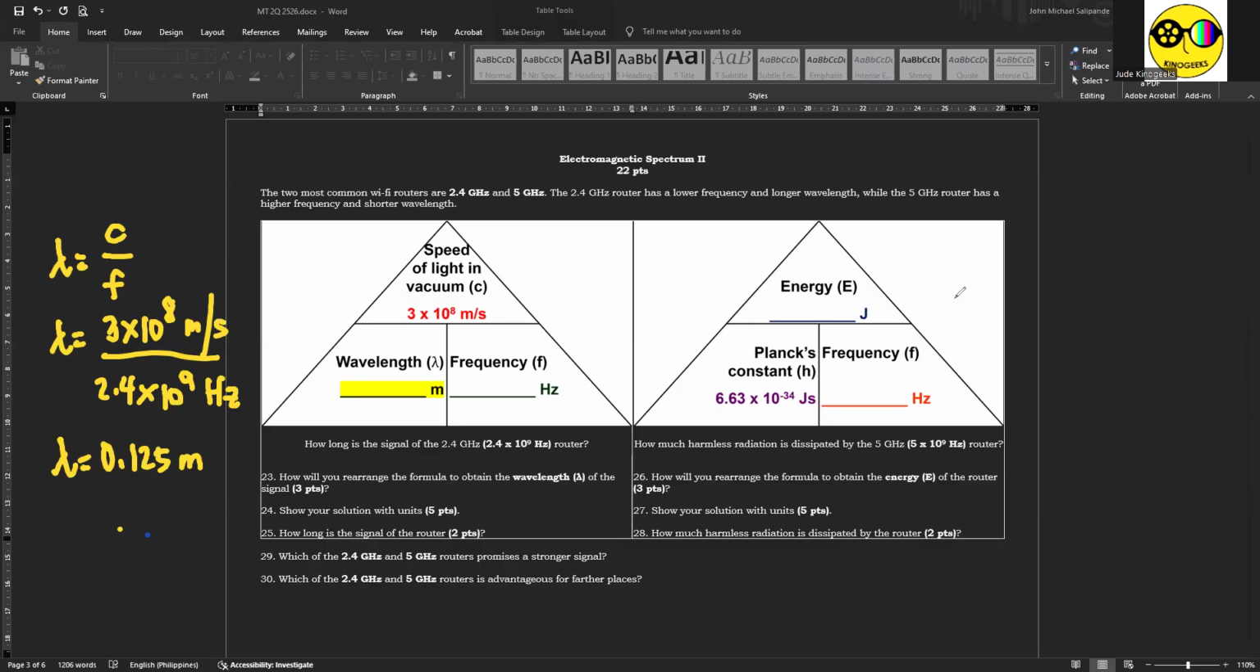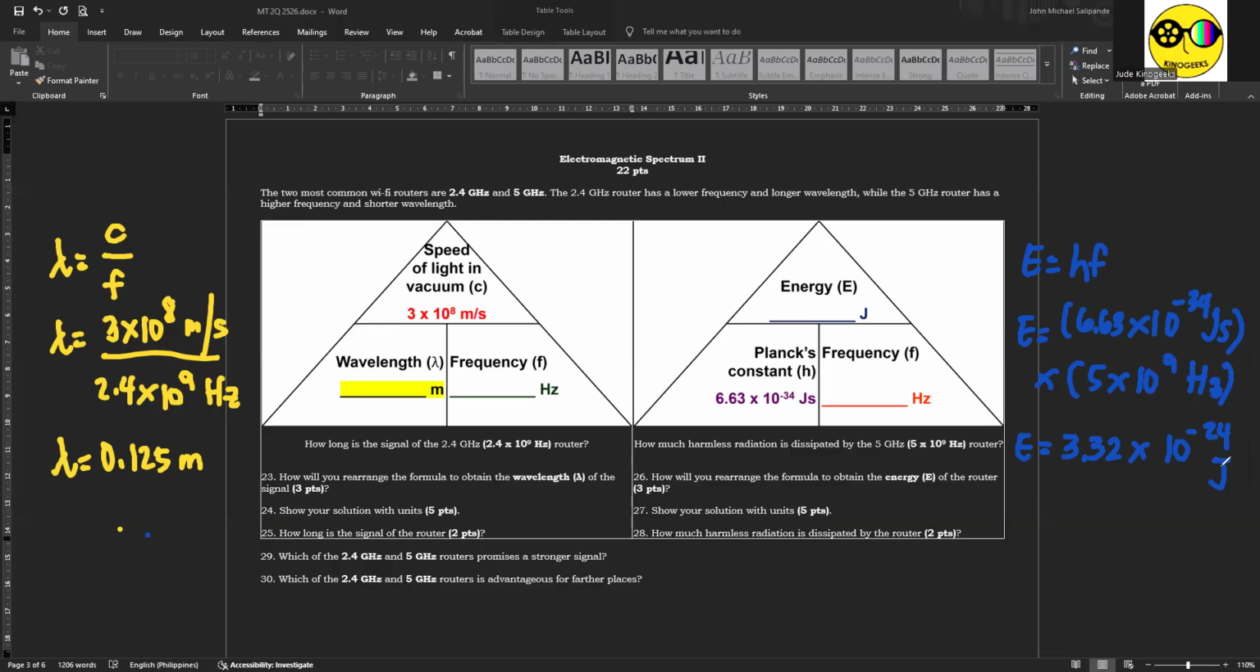To solve for energy, we need to multiply Planck's constant, which is another constant represented by small letter h, and the frequency in hertz. By substituting the values, you have 6.63 times 10 raised to negative 34 joule second times 5 times 10 raised to 9 hertz. That will give you an energy of 3.31 or 3.32 times 10 raised to negative 24 joules.